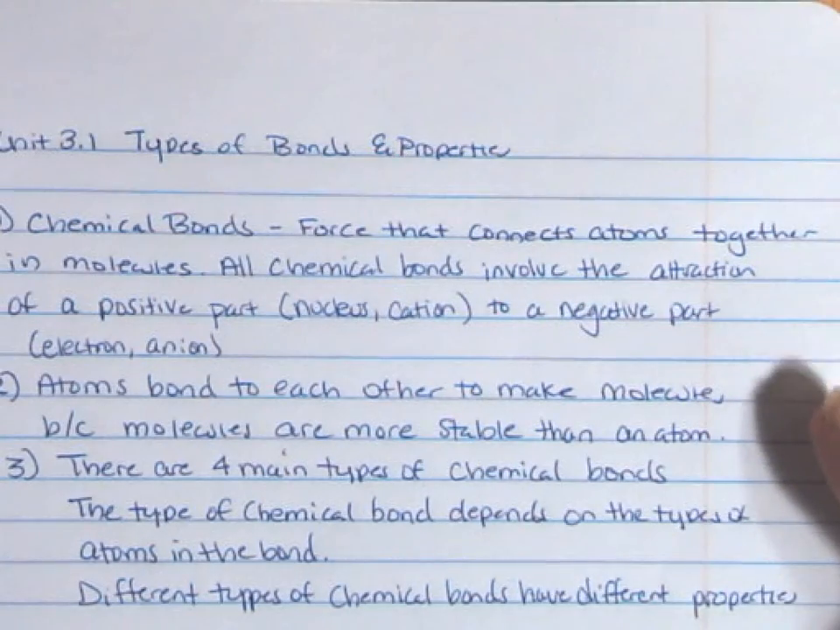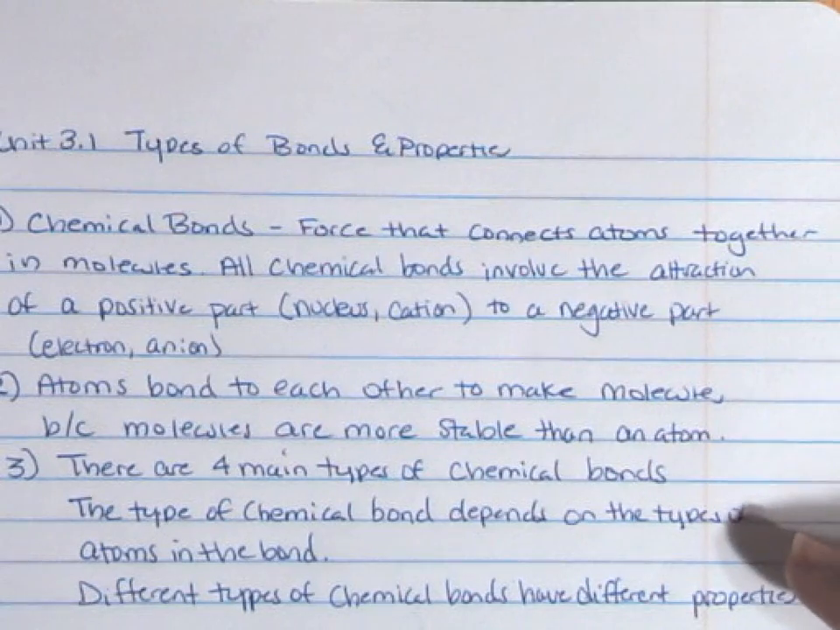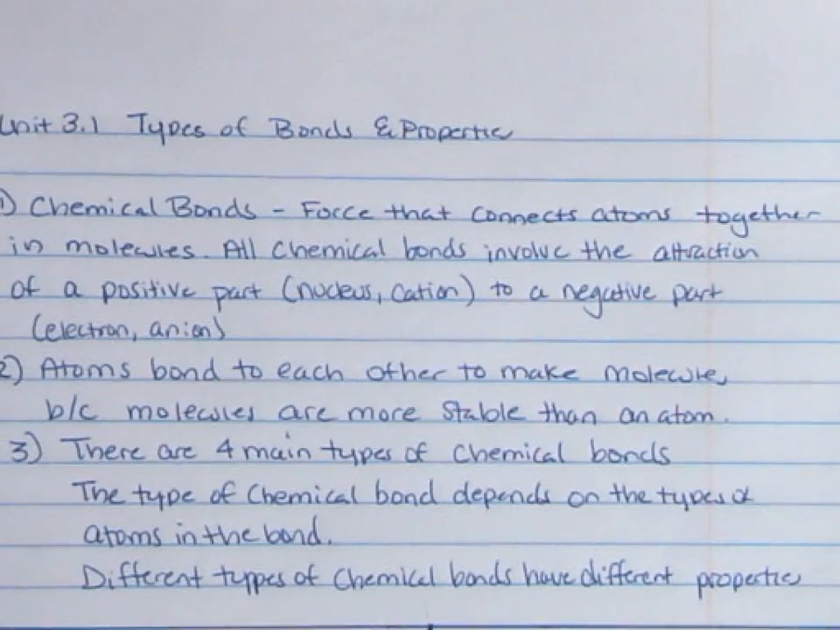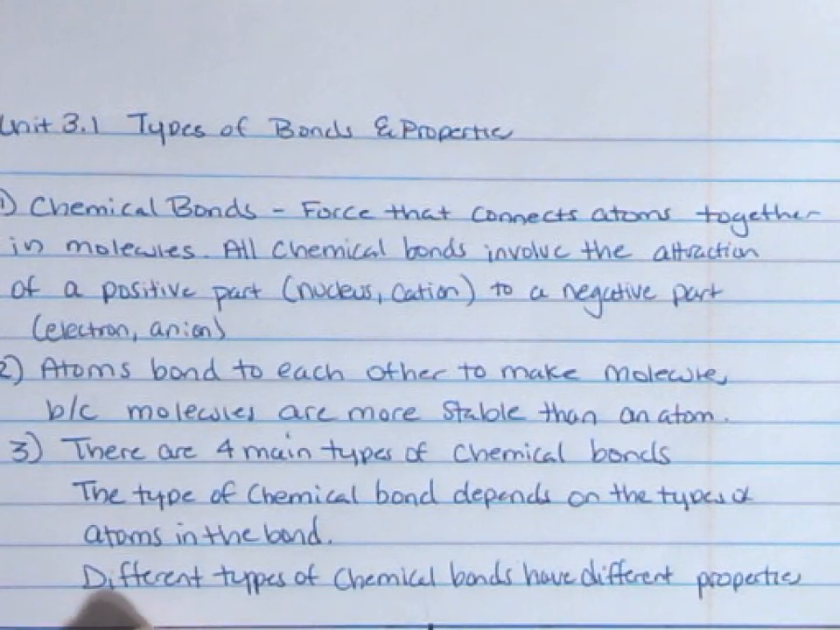Okay, so we went over what chemical bonds are and why atoms like to form bonds. Now let's talk about the main types of bonds. There are four main types, and the four main types depend on the type of atoms that are in the bond, okay? And all of these different types of chemical bonds will make different types of molecules that have different properties.